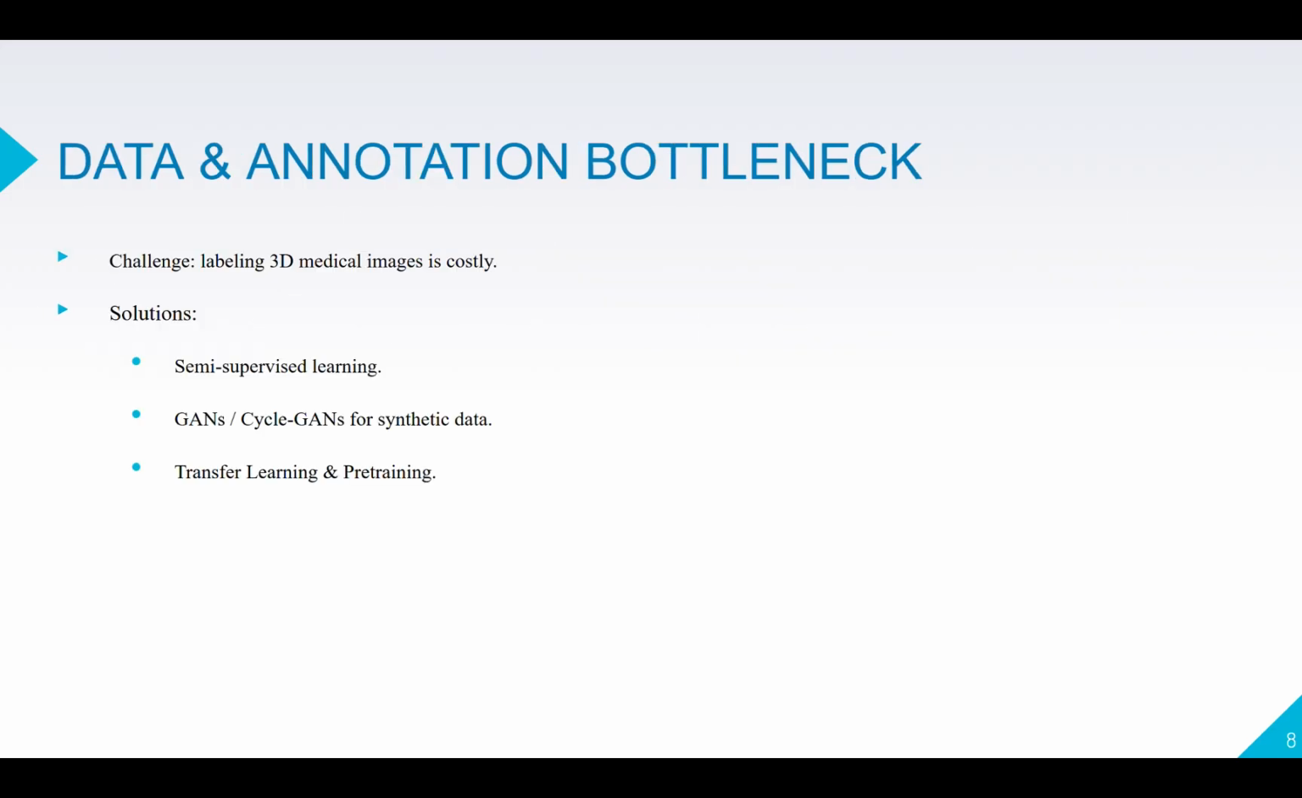Trend 2. Data efficiency. The second trend tackles the key bottleneck of high-quality annotated data. Labeling 3D medical images is very expensive because it requires a lot of time and expert effort. To get around this, researchers are turning to more data-efficient methods like semi-supervised learning, which uses a small amount of labeled data and a large amount of unlabeled data to train models.